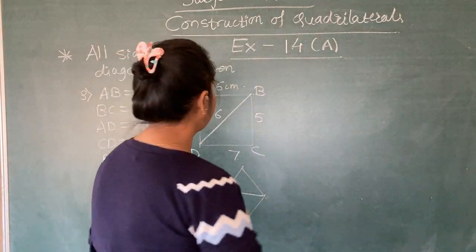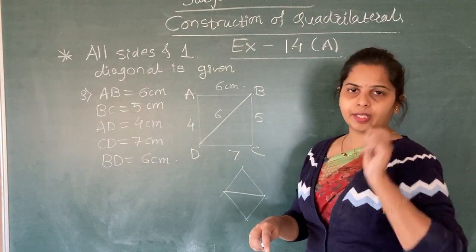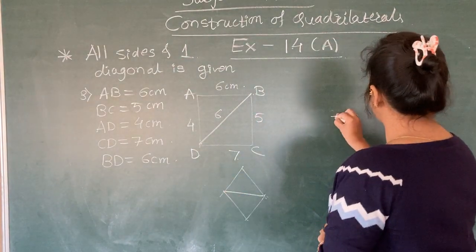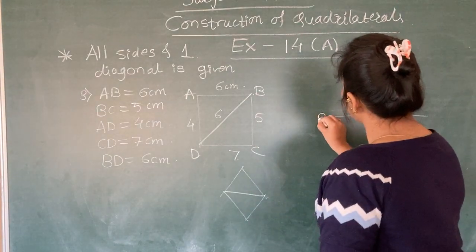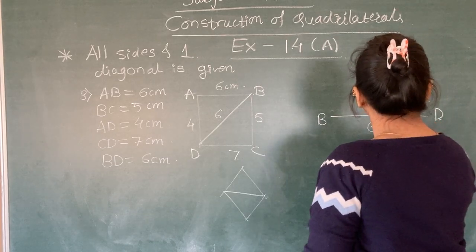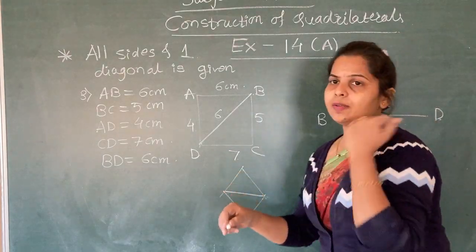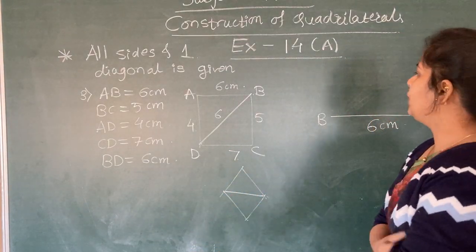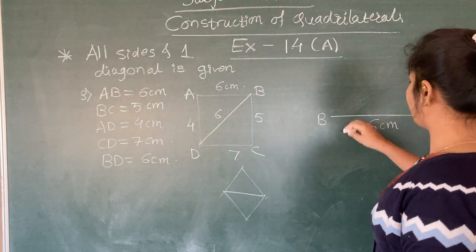That's it. ठीक है? So whenever a single diagonal and all the four sides are given, make a base equal to a diagonal, and that is here BD. Length of BD is equal to 6 centimeters. Okay. Now how about points A and C? From B to A is again 6 centimeter.